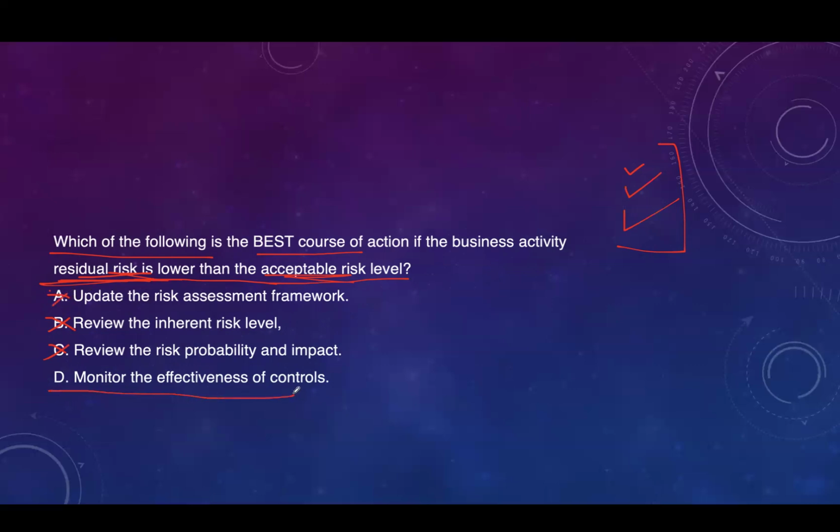Next is monitor the effectiveness of control. Okay. Once I have the residual risk lower than the acceptable risk level, it is under the risk appetite. My business has accepted the risk. So now what I am going to do is monitor it. As I said in the previous slide, monitor the effectiveness of the control, to check whether the controls are effective enough to keep this risk lower than our acceptable level. Sometimes controls become old, and the residual risk can get higher than our acceptable level. So we again have to go ahead and put in some other control. So the answer is monitor the effectiveness of control.